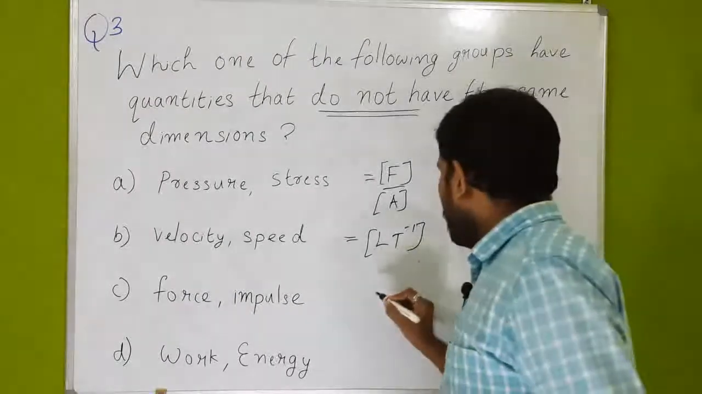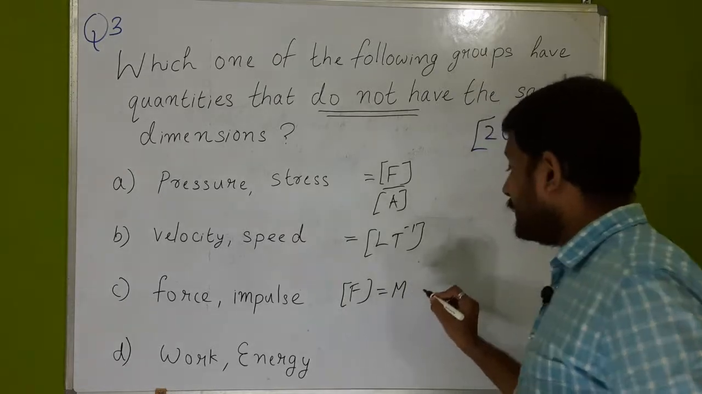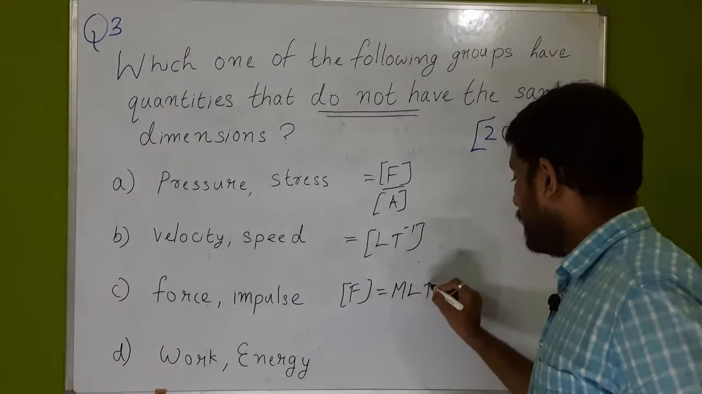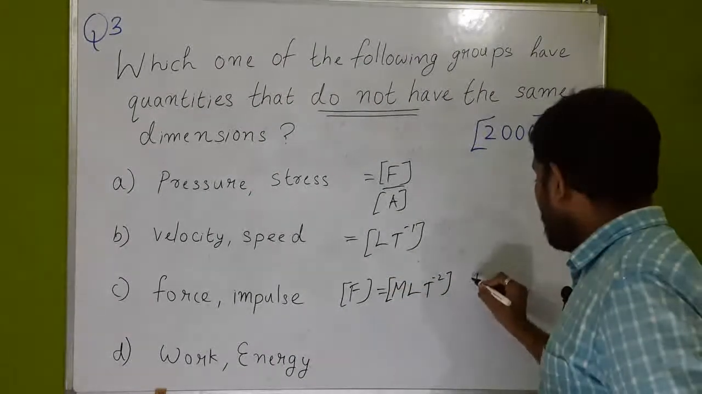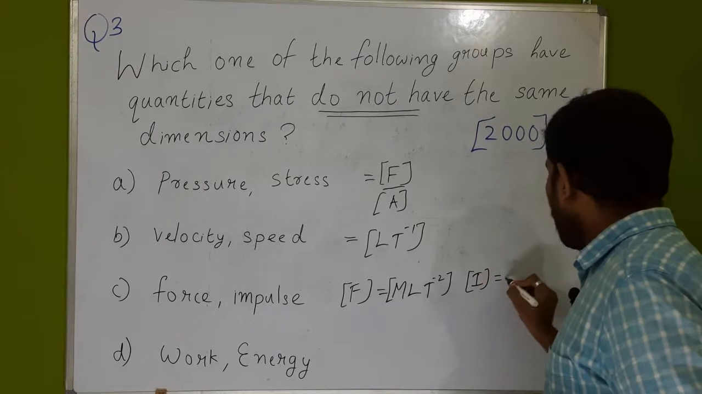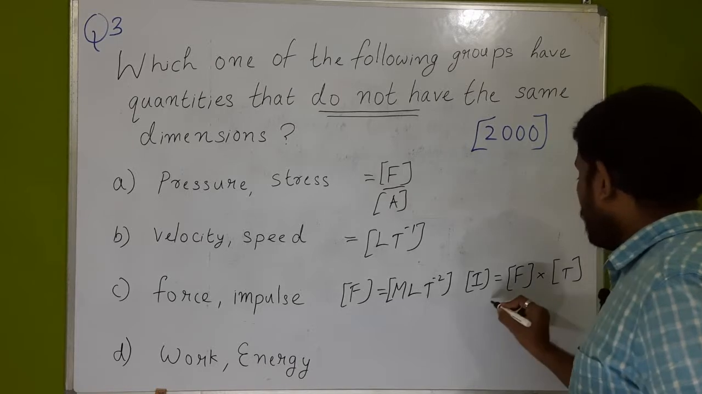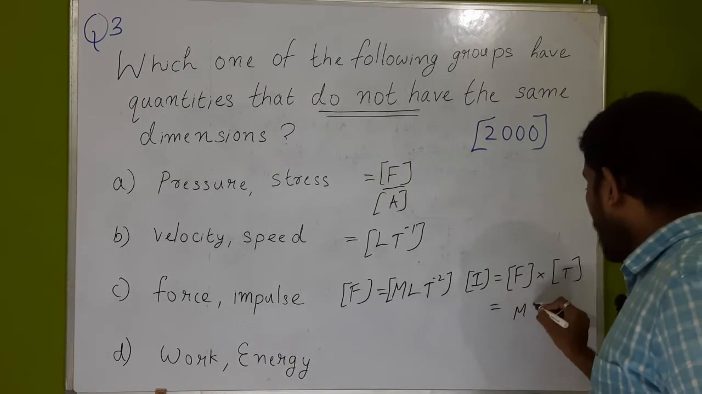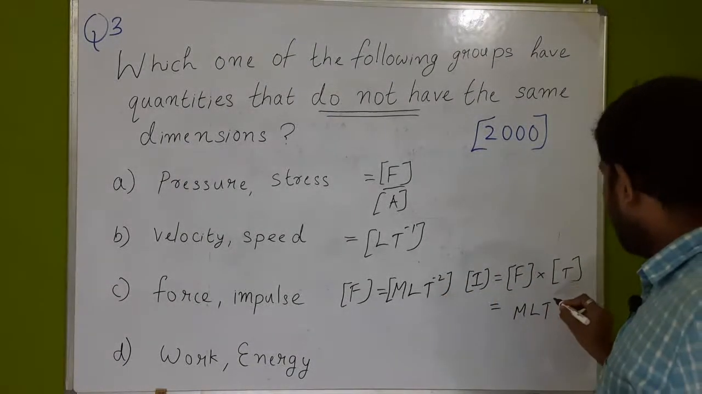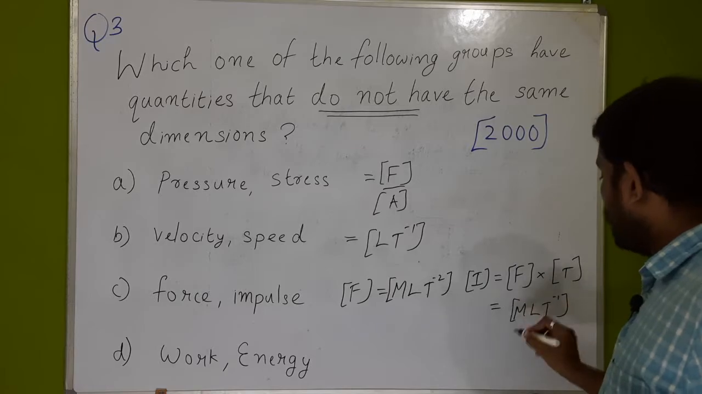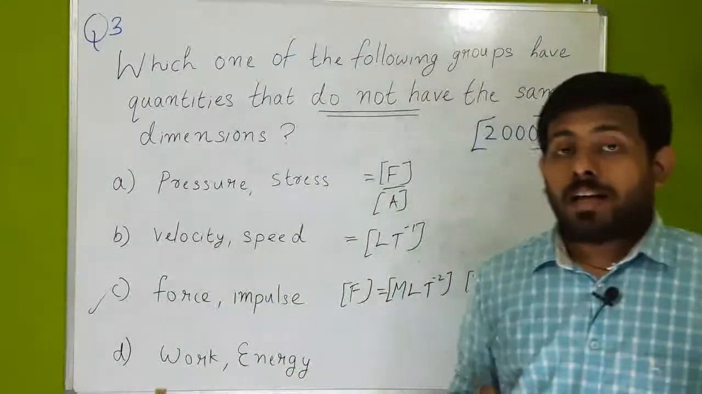Let's check. We know that the force is having the dimension of mass times acceleration, that is M L T raised to minus 2. And impulse is force into dimension of time. Therefore impulse is equal to M L T raised to minus 2 into dimension of time. Therefore it will be equal to M L T raised to minus 1. So dimension of force and impulse are not equal. So option C is the correct answer.